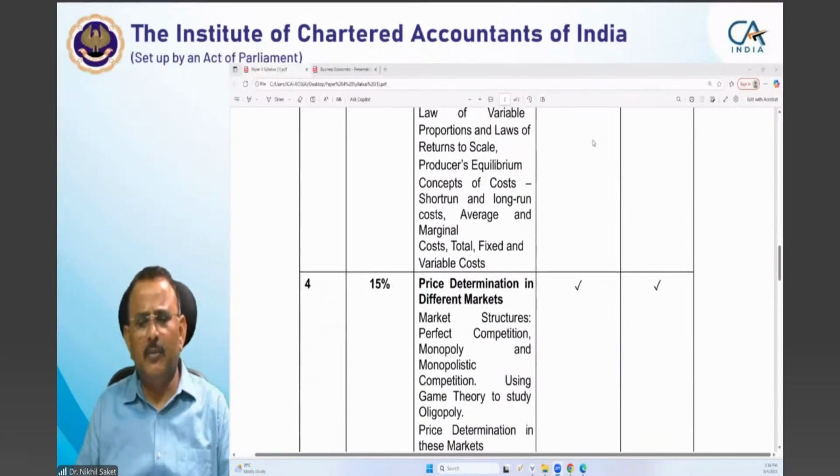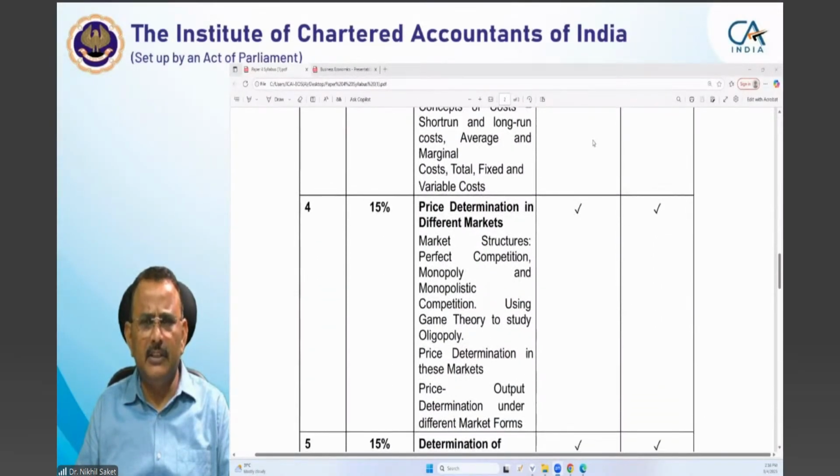Next is one of the most important units, that is price determination in different markets. Here one thing is important: you have the idea of demand, the idea of supply, the idea of production and cost. Many of the concepts you have studied earlier will be used in the different types of market structure. There are four types of market structure: perfect competition, monopoly, monopolistic competition, and oligopoly.